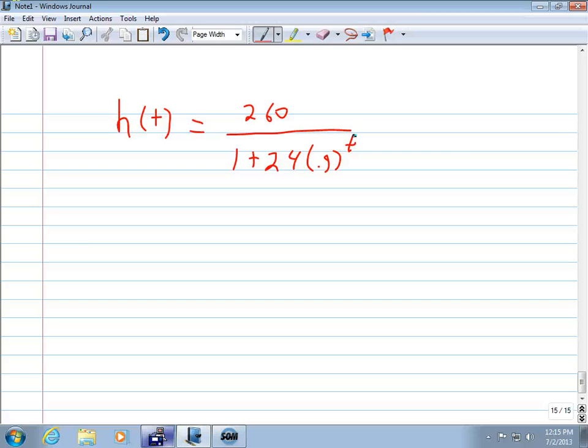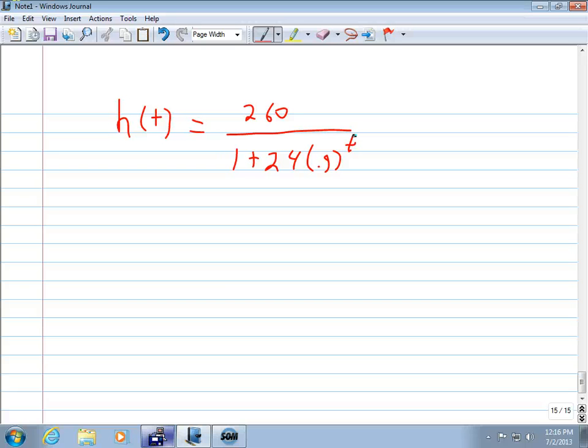And now what happens to the height as you plug in bigger and bigger values of t? Remember, we started with 0.9 to the 0 is 1, right? What's 0.9 to the 1? 0.9. What's 0.9 to the 2? 0.81. Isn't that getting smaller? 0.9 to the 0 was 1, 0.9 to the 1 is 0.9, 0.9 to the 2 is 0.81. That number is getting smaller and smaller and smaller.